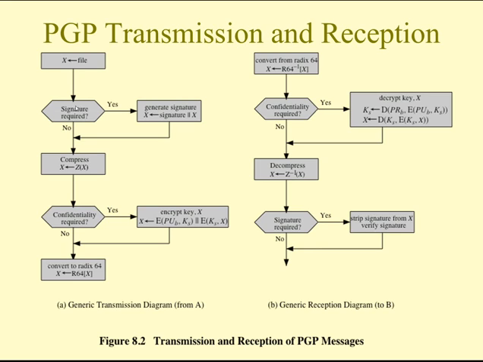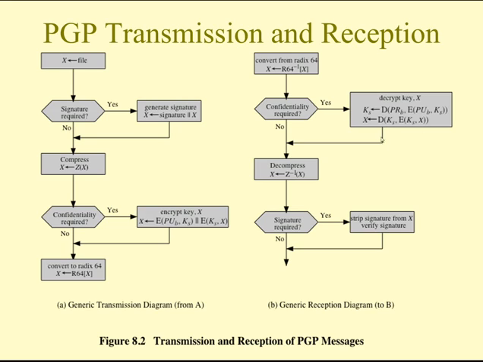Maybe we don't need the authentication, so we can drop that one, we compress it, and then we go to confidentiality. If we don't need that, we can skip that and then just convert it. So this is how PGP works. We can add in or remove both the authentication and the confidentiality. When we go back the other way, obviously it's just in the reverse order.